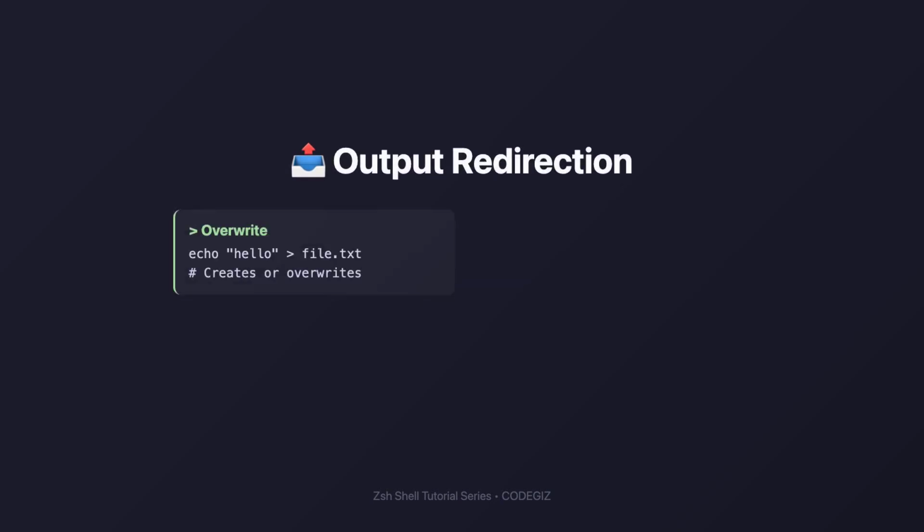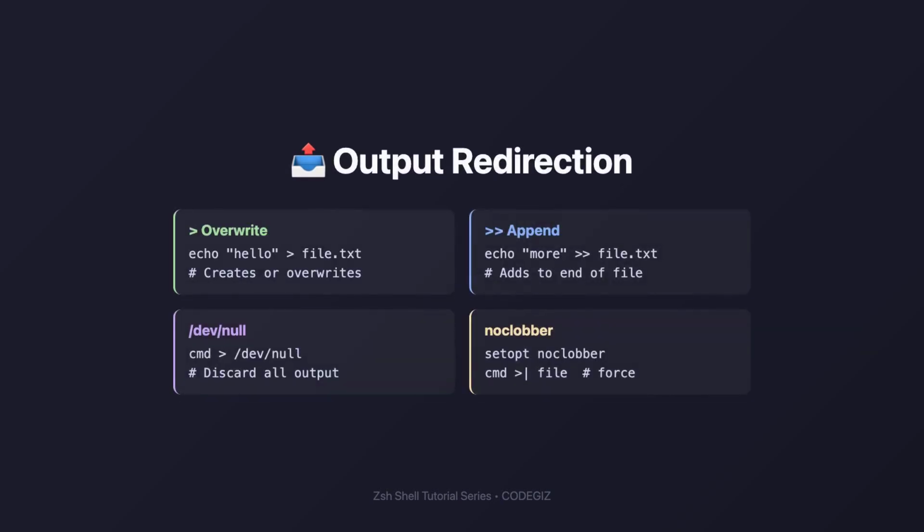The greater than sign redirects stdout to a file. A single greater than overwrites while double appends. Redirect to /dev/null to silently discard output. The noclobber option prevents accidental file overwrites. Let us create a script for output redirection.